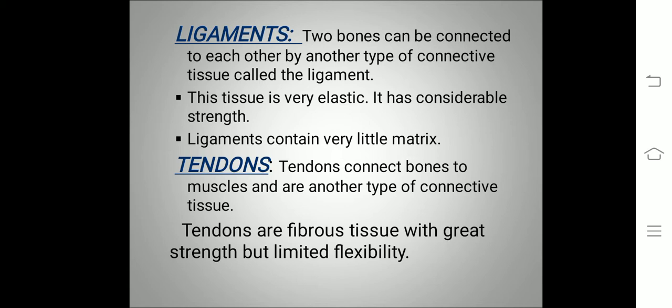Tendons. Tendons connect bones to muscles and are another type of connective tissue. Tendons are fibrous tissue with great strength but limited flexibility.